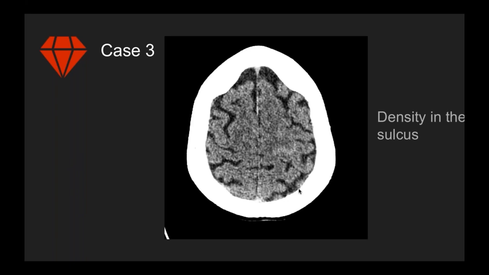And the reason why this is really important to pick up is that this is a contraindication to thrombolysis. And the first thing you need to do with this case is pick up the phone, call the stroke team and tell them not to thrombolyze.